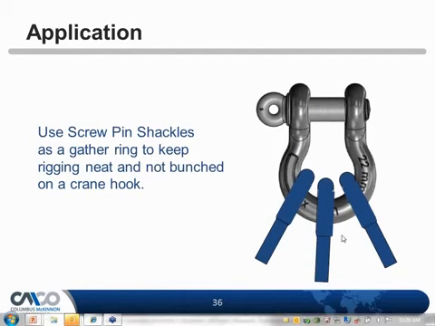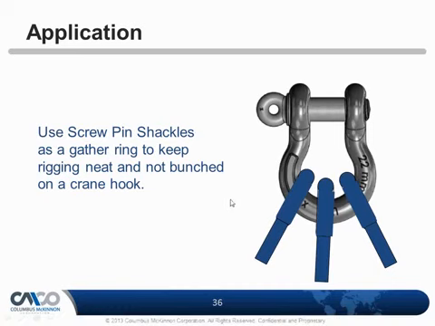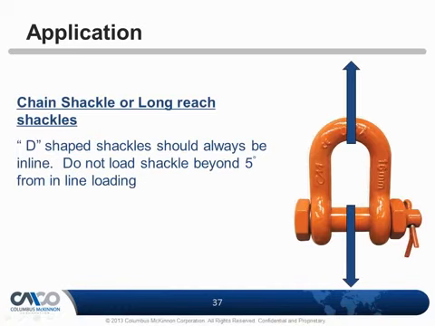Screw pin shackles are great to be used as a gathering ring, so we're going to connect multiple slings to it. In the entertainment industry, that's common, where they have drops and they connect various slings to it to get their points. And we do it in construction for synthetic slings, to connect synthetic slings to make a bridle assembly. So that's another use of a shackle, not only as a lift point on a load, but also as a gathering point for slings. But we want to avoid bunching on the slings.